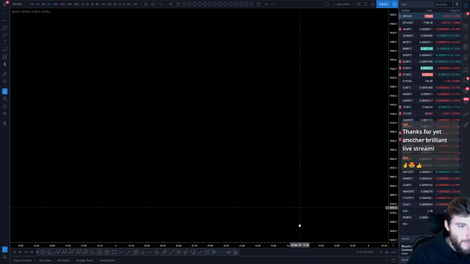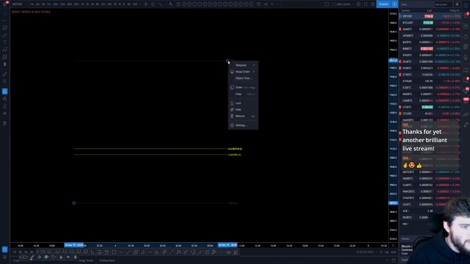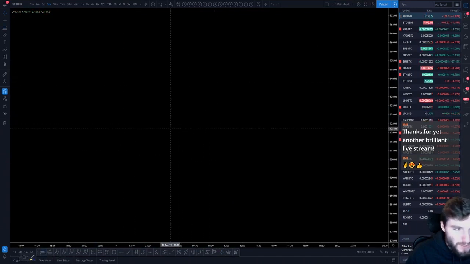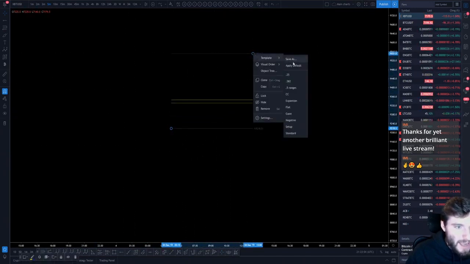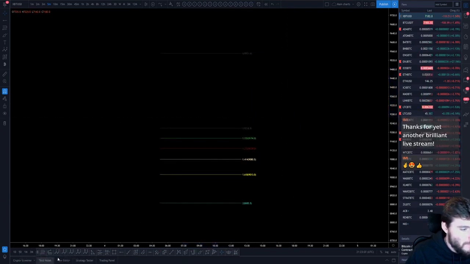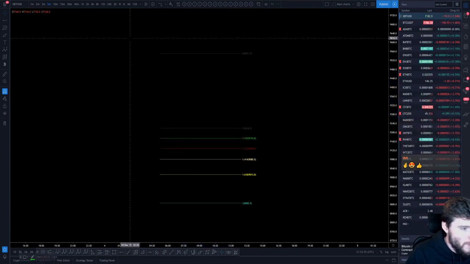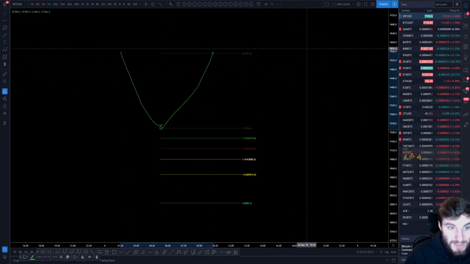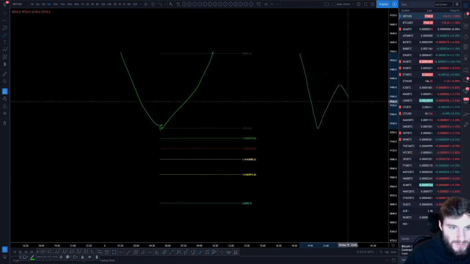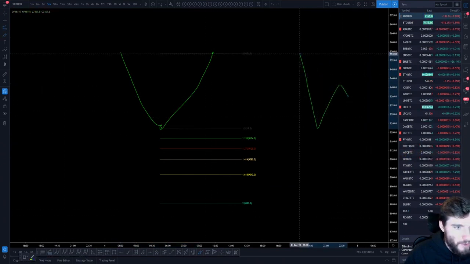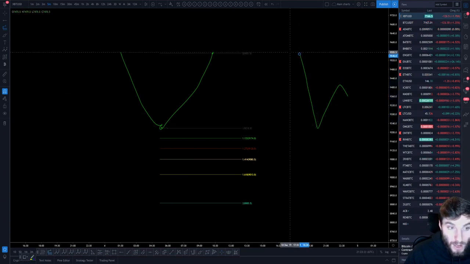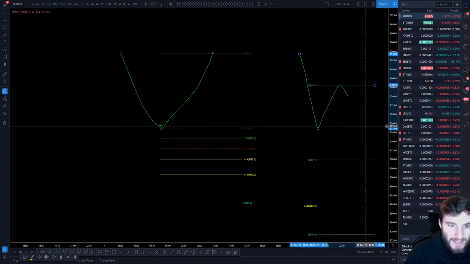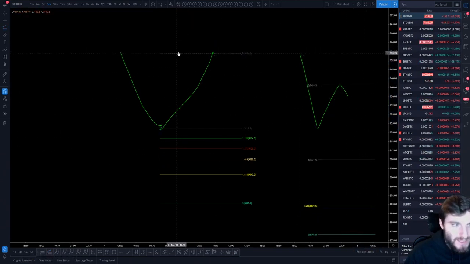Okay, cool. So this is the expansion. Let me make that smaller. The expansion is when you have two pivots, a low and a high, and you would go on to expansion. The extension is when you have three pivots, and you go from high to low to lower high. That is the extension tool. This is the expansion tool.